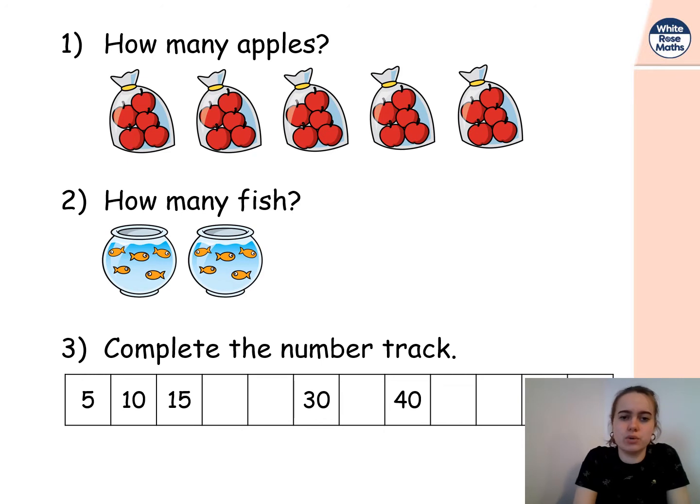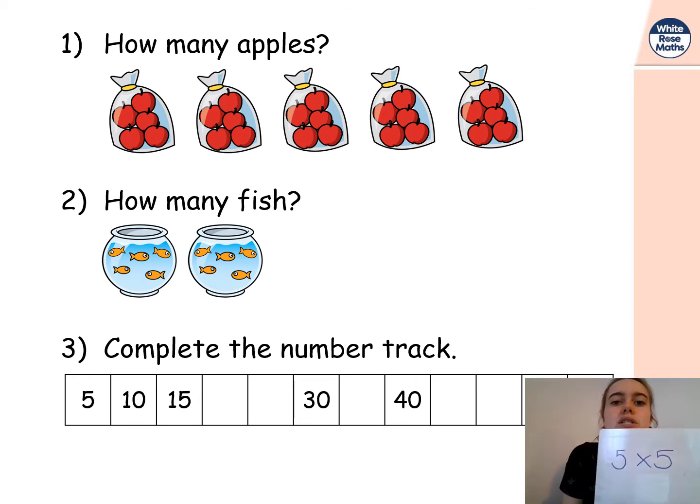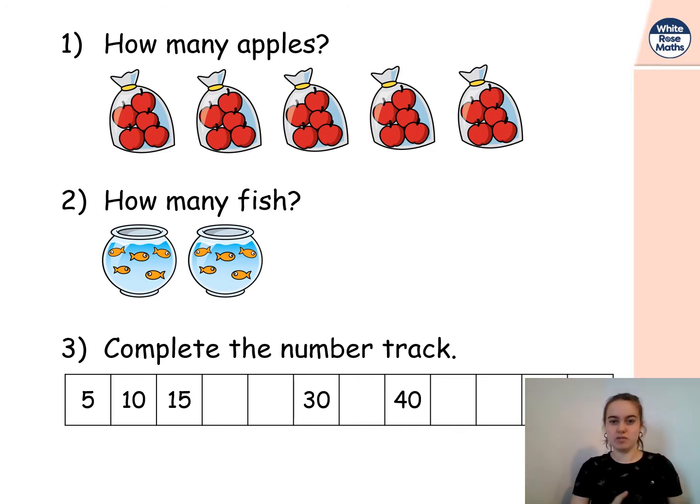So question 1, how many apples are there? Now you can probably tell me how many apples in each bag, and you can probably tell me how many bags there are. So what do we have all together? We have got 5 apples in each bag, and we have got 5 groups. So that is the same as saying 5 multiplied by 5. What is the answer? That's 5, 10, 15, 20, 25.